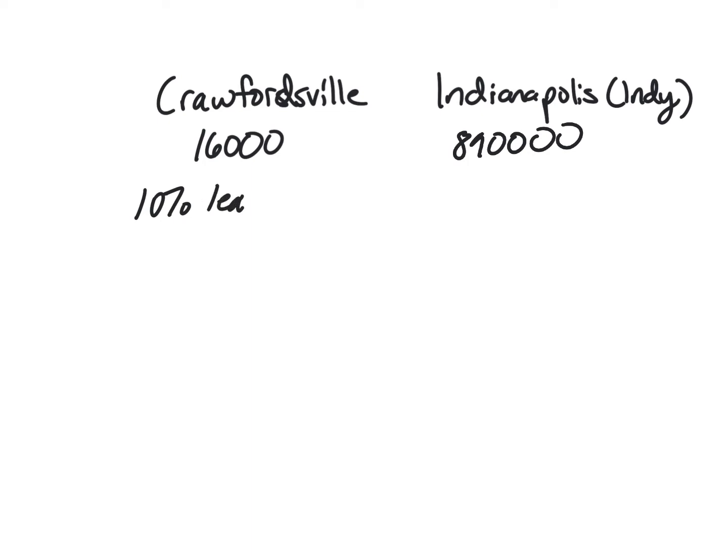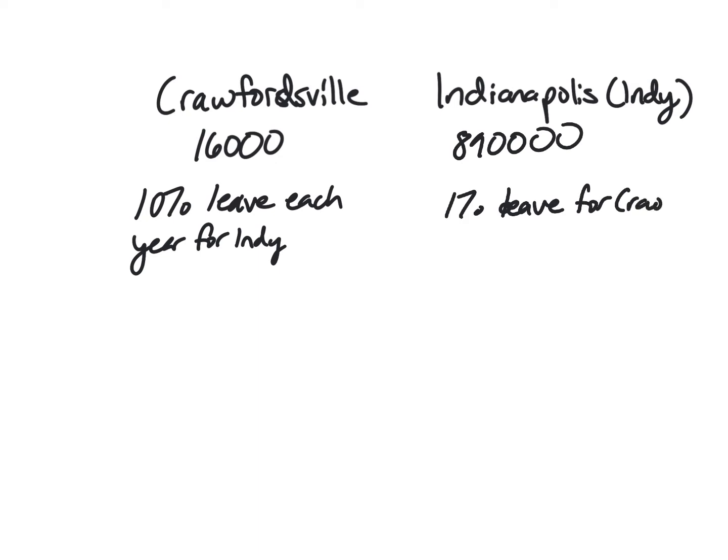So let's suppose that 10% leave Crawfordsville each year for Indianapolis, moving for job opportunities, to be closer to the nightlife in the city, whatever reason. And let's say that 1% from Indy leave for Crawfordsville. Again, both of these are definitely overestimates, and of course we're not considering the fact that people also move to other places, but just for this simple problem, it's a good introduction as to why we might care. So I want to ask the following question.